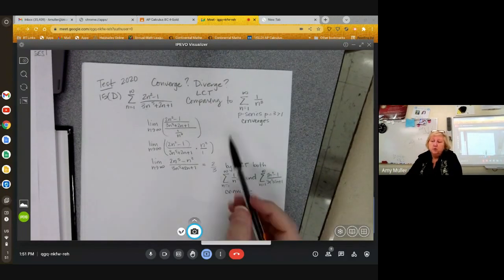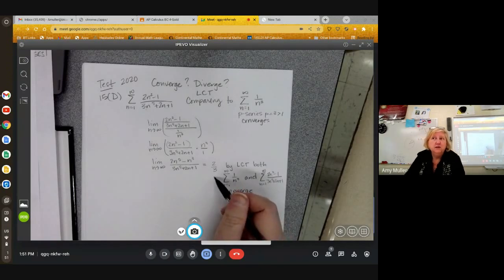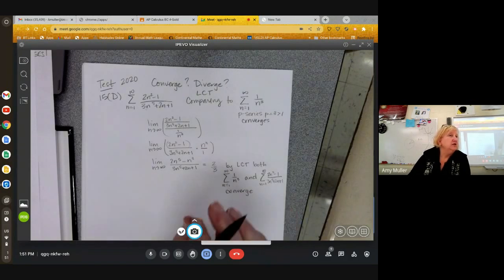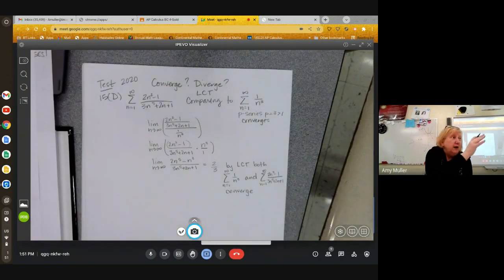Because if you get a number like this, then you're golden. And this number doesn't have to be a number less than 1. It could be 10. It could be 25. It could be 30. It could be 110, whatever the number is. It just can't be infinity or 0. Okay? Because they have to grow at the same rate, right?